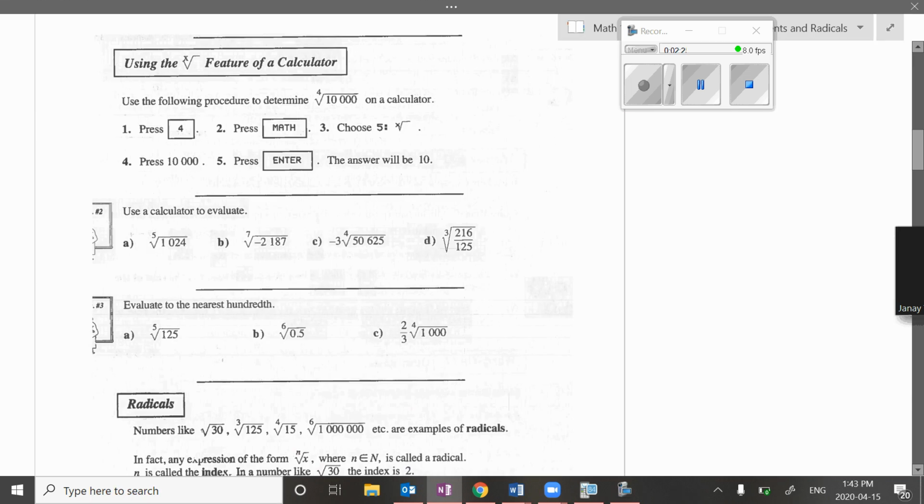So I should have reviewed with you in our last unit, but you can do on your calculator different roots. So if everyone takes out their graphing calculators, I'll show you how to type in, for example, the 4th root of 10,000.